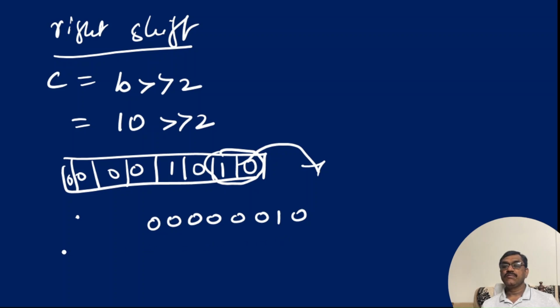Now what are we going to get? We are going to get the result 2. The number we are getting is 2. Now how do we check the answer for this?